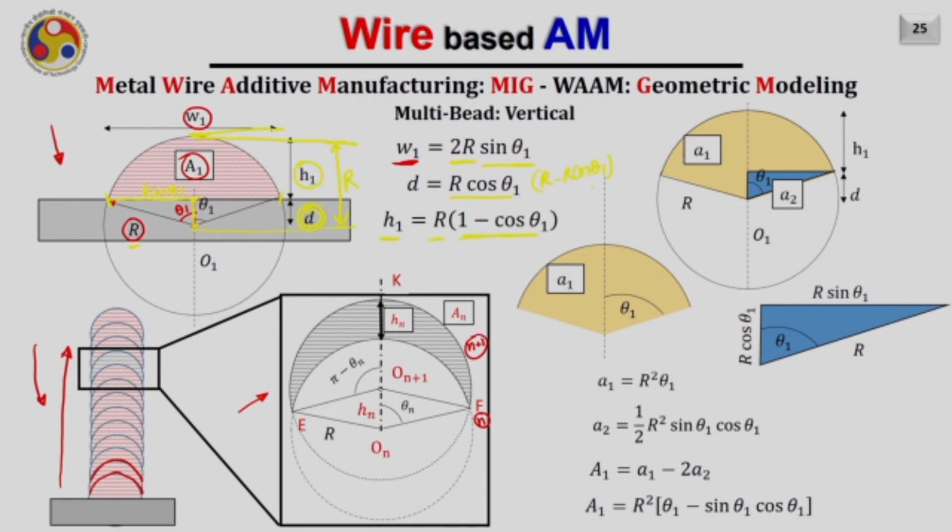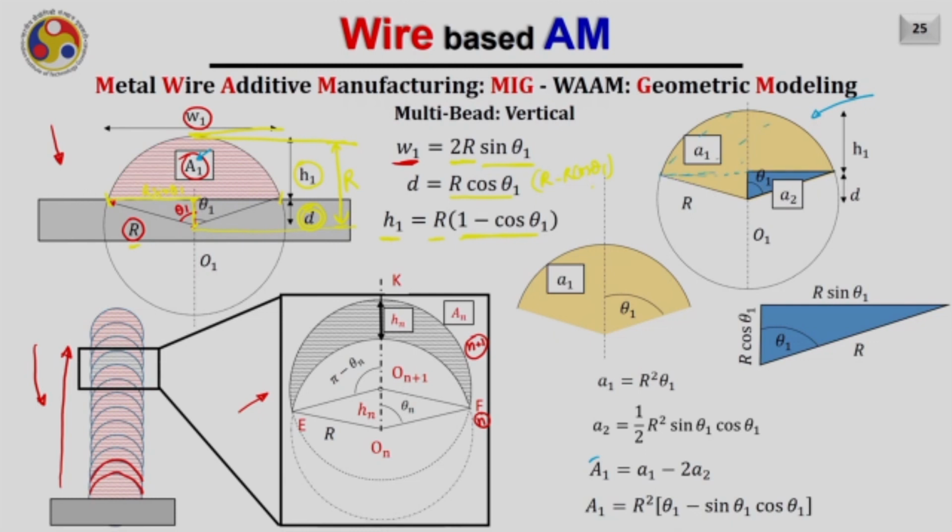Now, once we know this, our aim will be to find out the value of this area A1. This area A1 can first be calculated in a simplified manner. In order to calculate this area A1, I am going to divide this entire area into two simplified areas, and by appropriately subtracting them, I can obtain it.